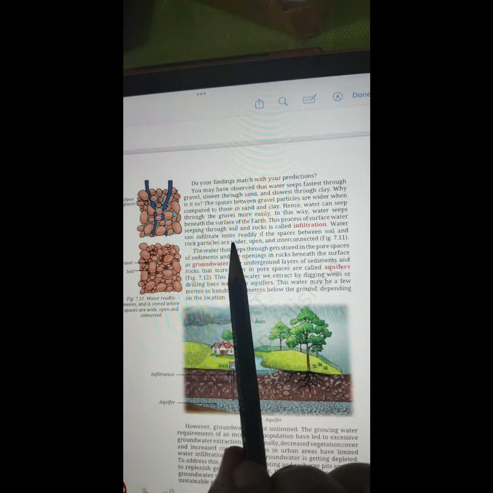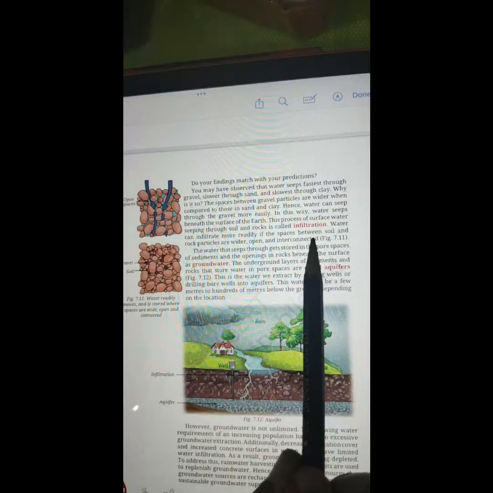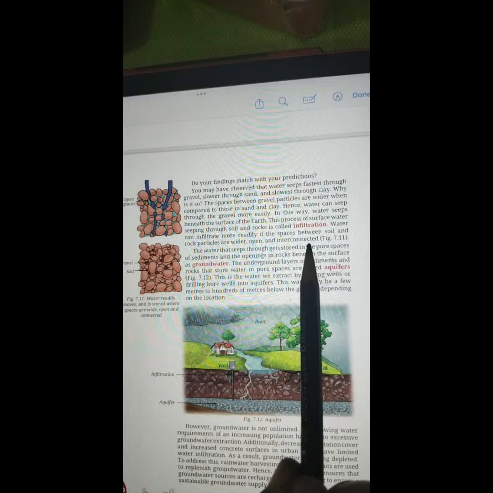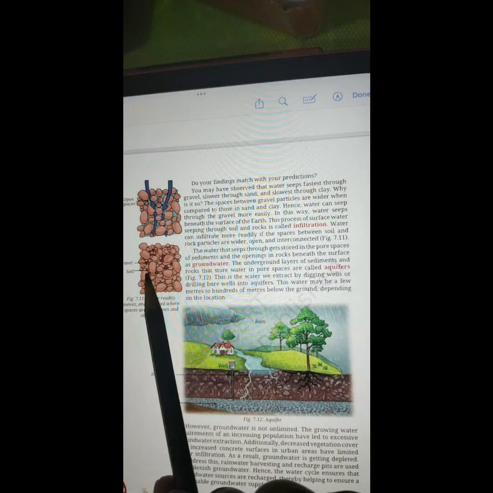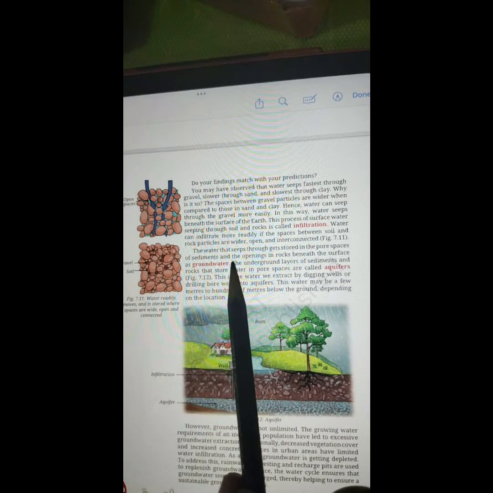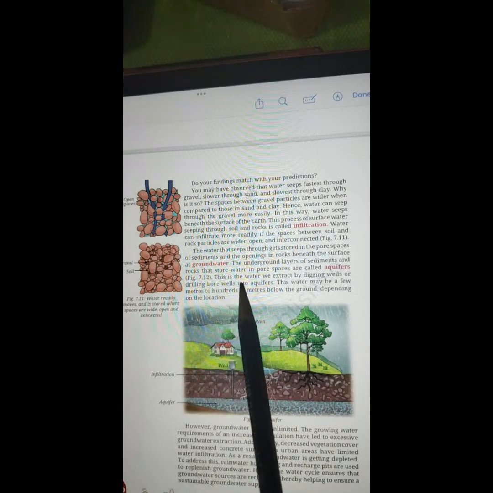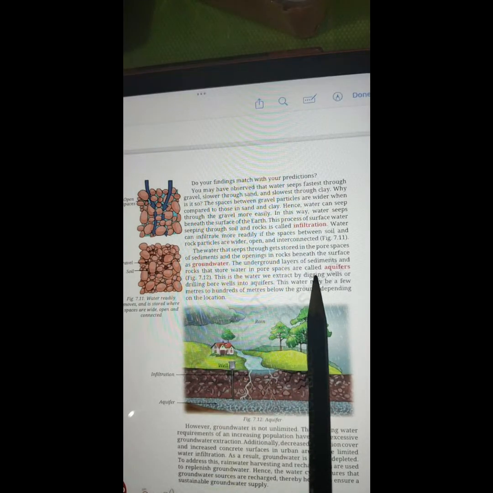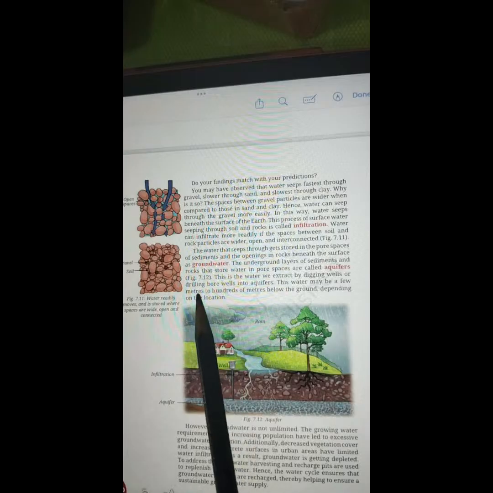Water can infiltrate more readily if the spaces between soil and rock particles are wider, open, and interconnected, as seen in this figure. The water that seeps through gets stored in the pore spaces of sediments and the openings in rocks beneath the surface as groundwater. Underground layers of sediments and rocks that store water in pore spaces are called aquifers.